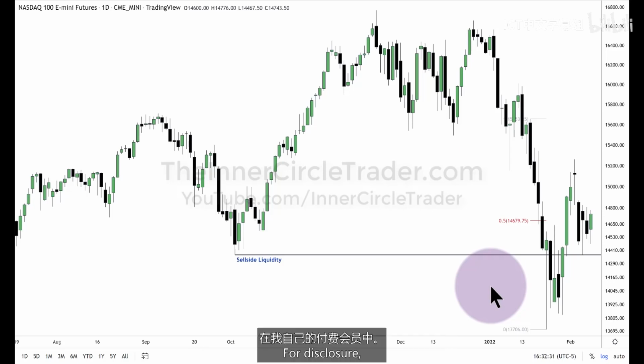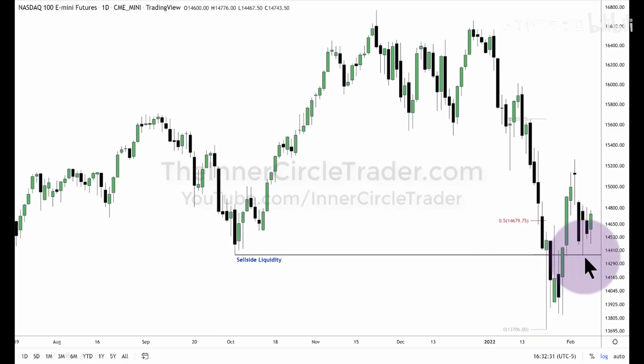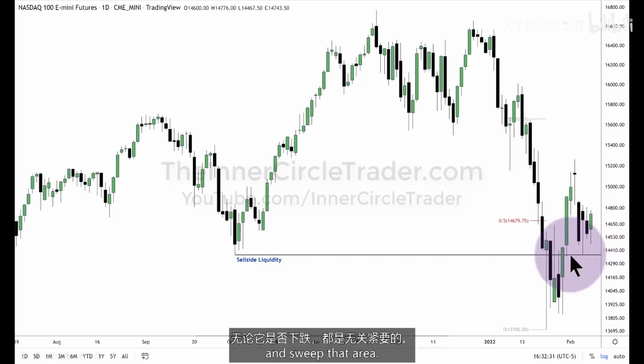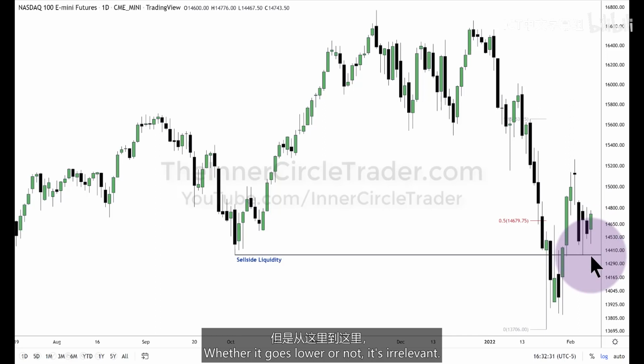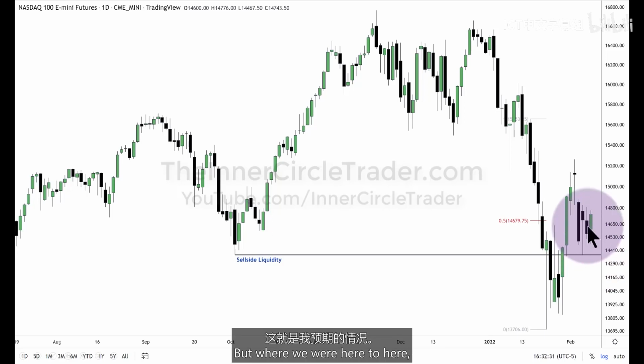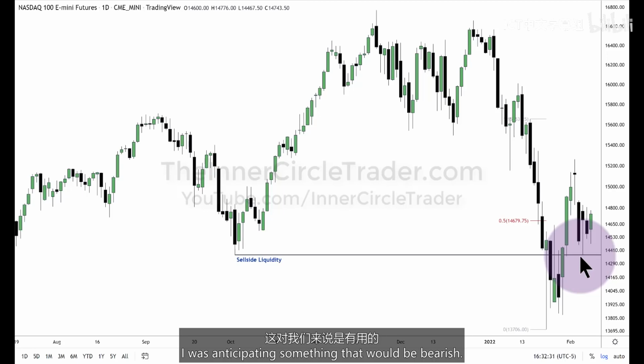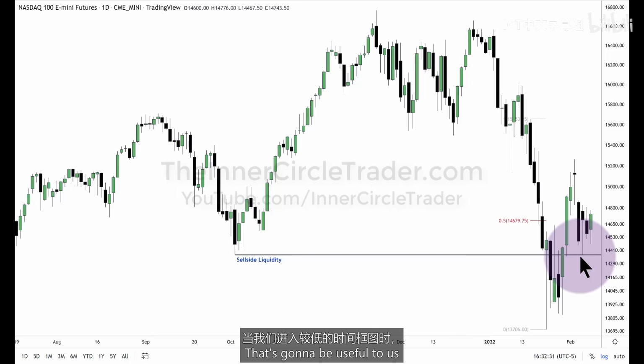For disclosure, in my own paid membership, I mentioned to them that I felt that this was a likely area where they could probably take it down there and sweep that area. Whether it goes lower or not, it's irrelevant. But where we were here to here, that's what I was expecting, some type of move last night for Tuesday's trading. Tuesday's trading, the 8th of February, 2022, going into the marketplace, I was anticipating something that would be bearish. That's going to be useful to us when we go into lower time frame charts, because I'm going to show you what I had to deal with this morning and how I had to overcome that.